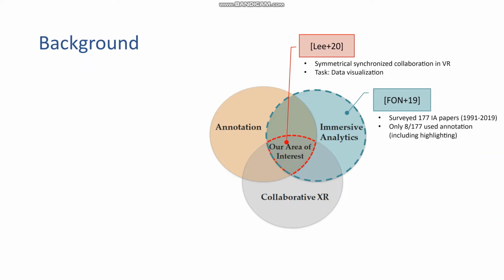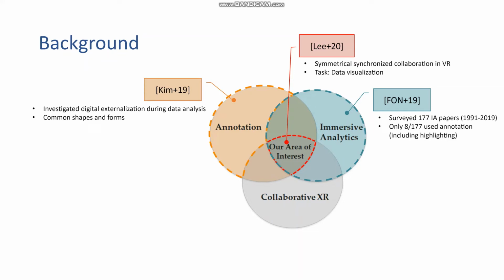Fonnet et al. surveyed 177 papers in the context of immersive analytics. They found only 8 papers used annotation and highlighting in their system. When it comes to data visualization and annotation, papers in 2D are a valuable resource. Here, Kim et al. investigated how users externalize their thoughts during data analysis. They found users prefer to generate graphical annotation, not textual annotation. They also found what the annotations were about, for example, correlation, plot names, and so on.